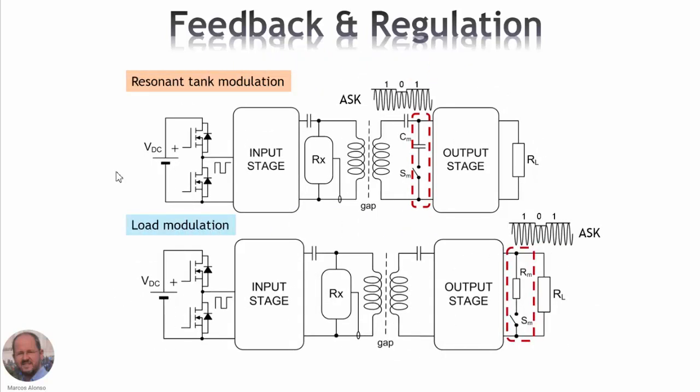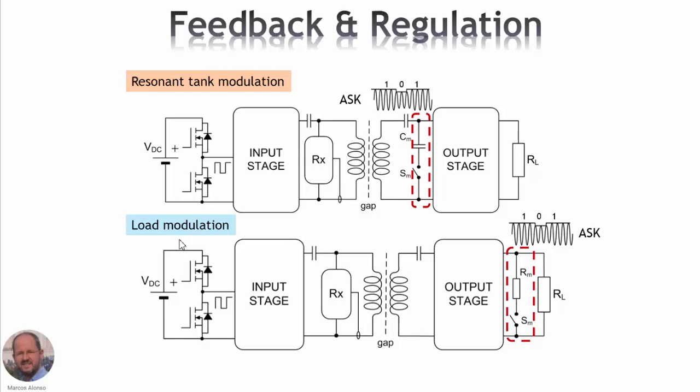Here we can see two solutions to simplify this sending of the information from the secondary to the primary of the system. One is the resonant tank modulation. So what we are doing here is that we are connecting and disconnecting a parallel capacitance. So with this we can change the behavior of the resonant tank, and therefore the amplitude of the signal is going to change a little bit, not so much to interfere with the power sent into the load, just enough to send information from the secondary to the primary.